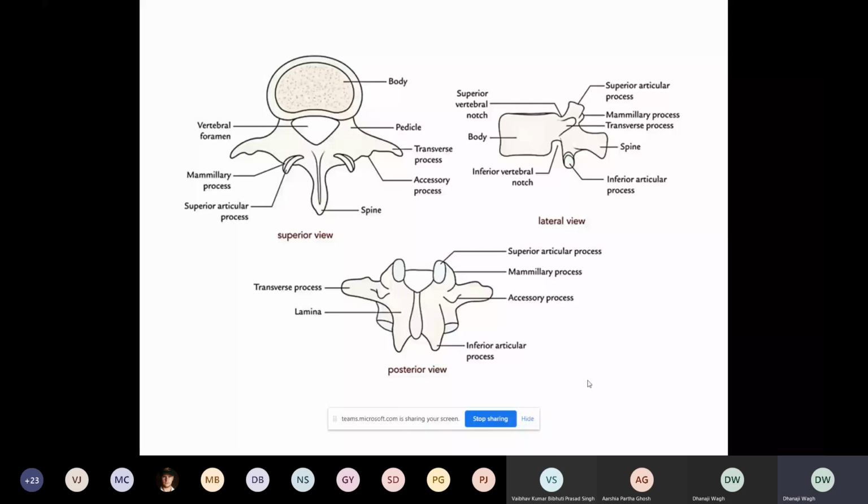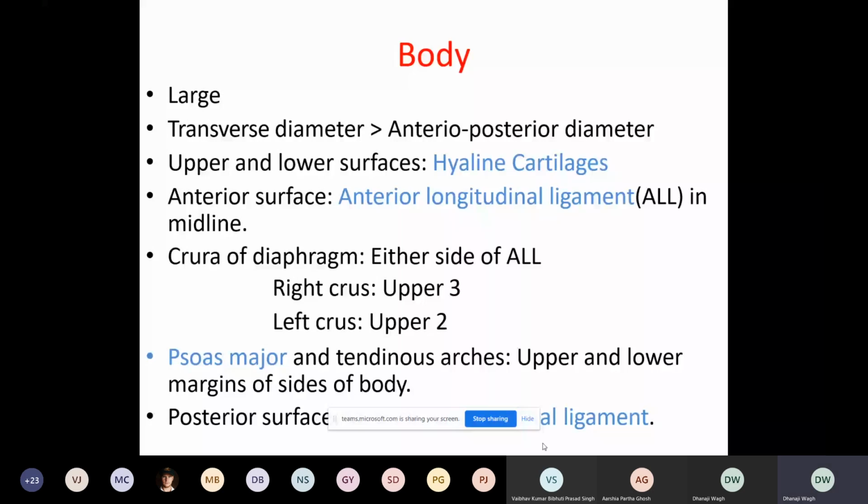Now see this posterior view. What points do you have to explain from the posterior view? The superior articular processes are further apart than the inferior, but the inferior articular processes are nearer to each other. The body is large, with a larger transverse diameter than anteroposterior diameter. It has an upper and lower surface, covered by hyaline cartilage. Anteriorly, there is the anterior longitudinal ligament in the midline.